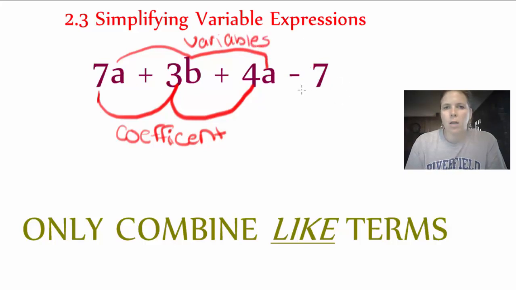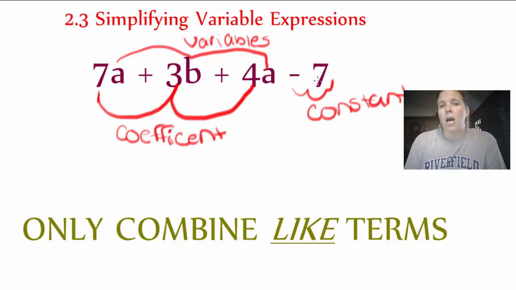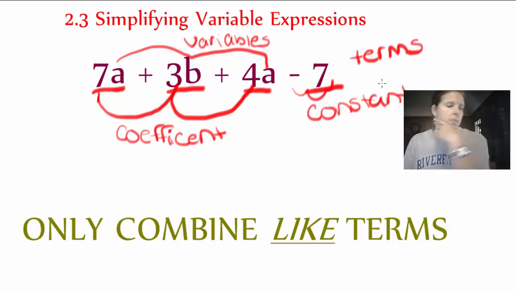And the number that's all by itself right here, that's called a constant, because it's always going to be 7 or -7, no matter what, where this value will change depending on what the variables are. These are called terms. Each one of these, 1, 2, 3, 4, they are called terms. There are 4 terms in this expression.